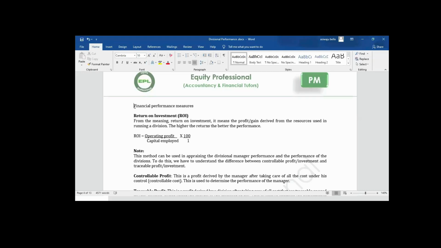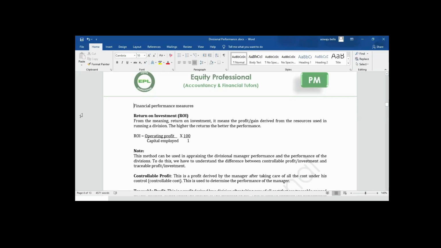Your return on investment relates profits achieved to the resources invested in a division. Let's take that again. Return on investment relates profits achieved to the amount of resources used in running a division. So we can use return on investment to measure the performance of a division.